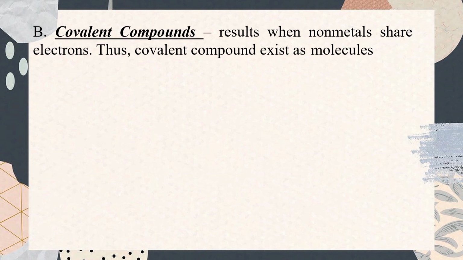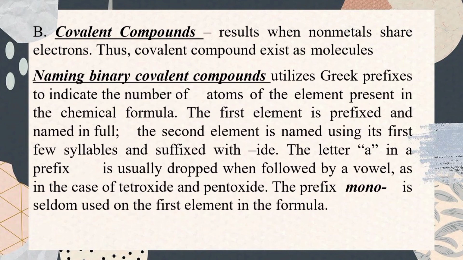Covalent compounds result when nonmetals share electrons. Thus, covalent compounds exist as molecules. Naming binary covalent compounds utilizes Greek prefixes to indicate the number of atoms of the element present in the chemical formula. The first element is prefixed and named in full. The second element is named using its first few syllables and suffixed with ide. The letter a in a prefix is usually dropped when followed by a vowel, as in the case of tetroxide and pentoxide. The prefix mono is seldom used on the first element in the formula.